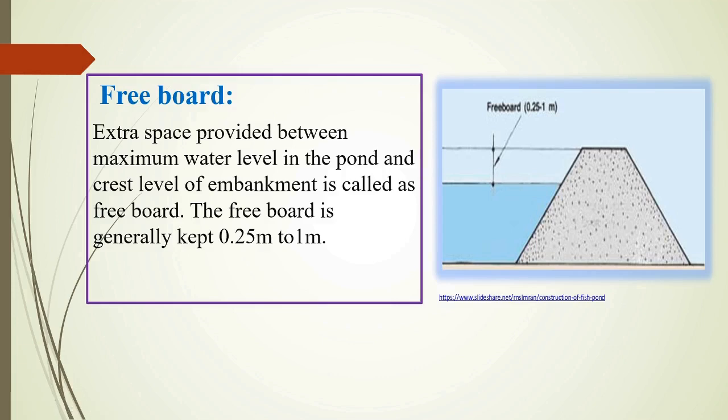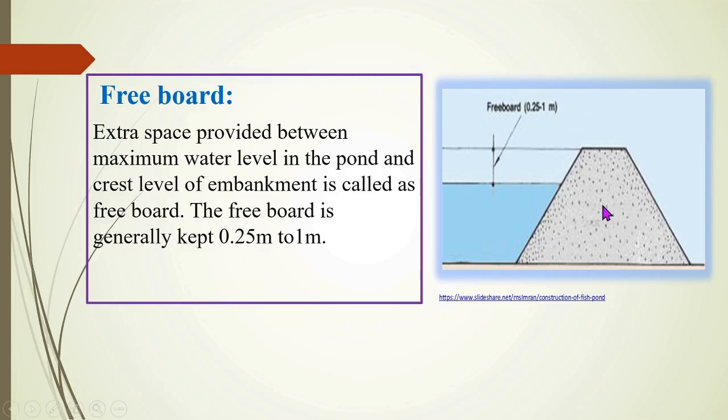The next key component is freeboard. Extra space provided between the maximum water level in the pond and the crest level of the embankment is called freeboard. The freeboard is generally kept at 0.25 meters to 1 meter.